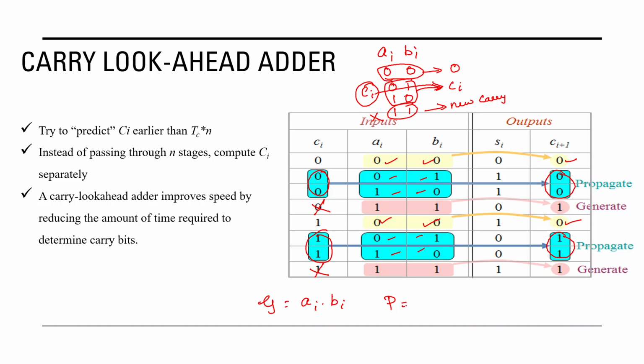And then propagate: it can be 0 1 and 1 0. That's an XOR, which produces 0 for 0 0 and 1 1. For 0 1 and 1 0, it can be either an XOR gate or an OR gate. For hardware implementation, the XOR is always easier. So we will use Pi equal to Ai XOR Bi. So these are the basic formulas for the carry look-ahead adder: generate means Ai dot Bi, propagate means Ai XOR Bi.